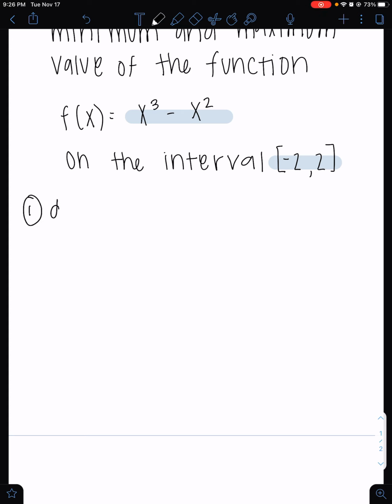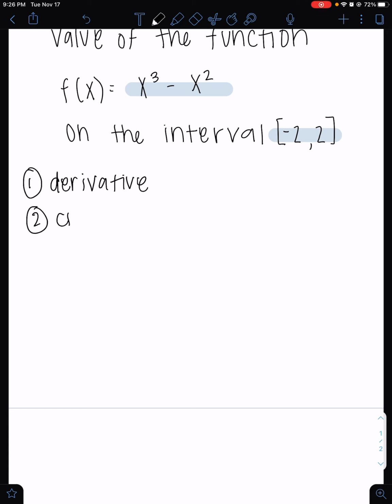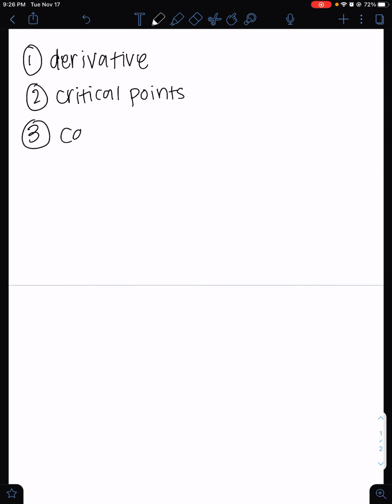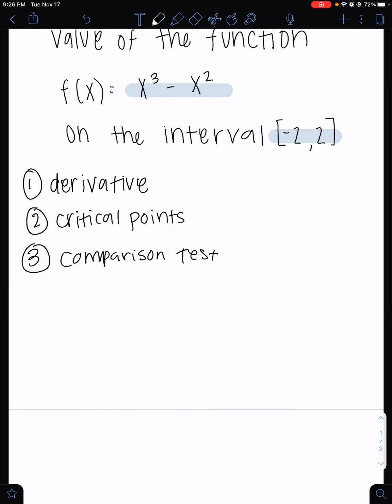Step 1 is to find the derivative of the function. Step 2, critical points. What this really is, is just setting the derivative equal to 0 and finding the values that way. Step 3 is the comparison test. This is plugging in the values of the interval endpoints and the critical points to compare them and find your minimum and maximum value there.